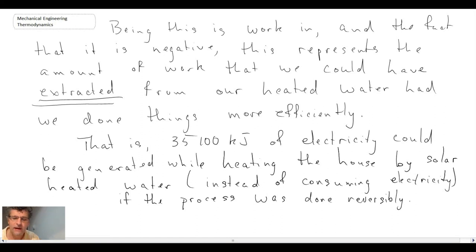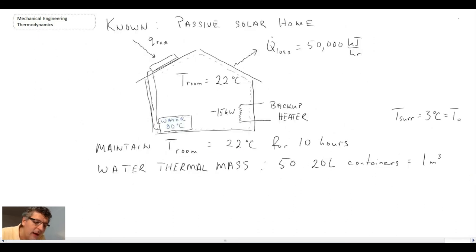And so what it's saying is that instead of consuming electricity, we actually could have generated electricity, and we could have generated 35,100 kilojoules of electricity. Now, that is great, but how could we have done it? Well, if you look at the house, what we had is a tank with water. And we were using this tank with water just to generate heat, which was keeping the house warm, which is nice and great and everything else.